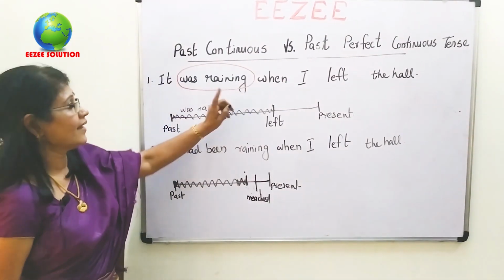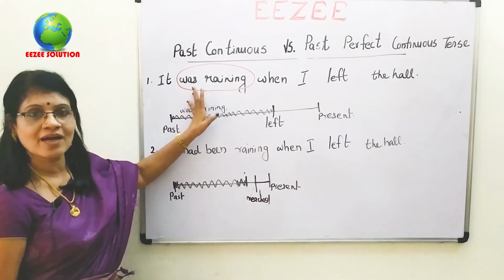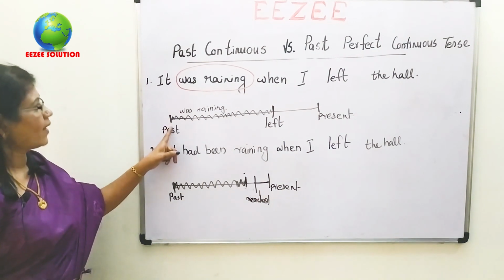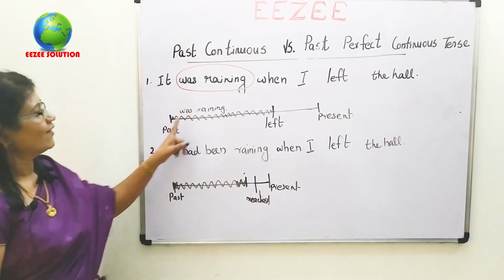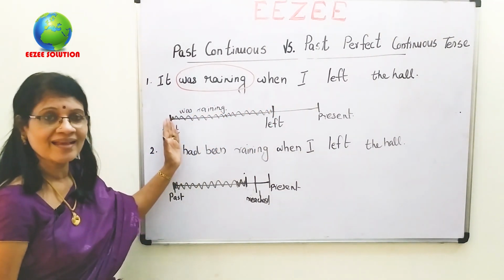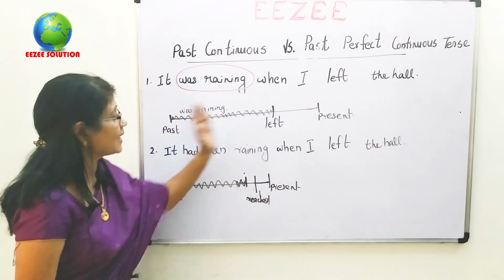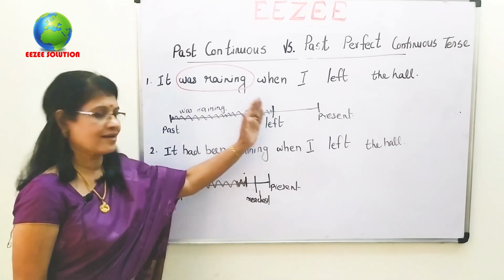It was raining when I left the hall. Here, past continuous tense. Look at the timeline. In the past, raining started, and when I left the hall, it was continuously raining. At that moment also it was raining. So it shows the continuity of the action.